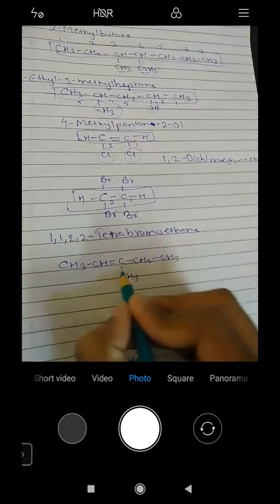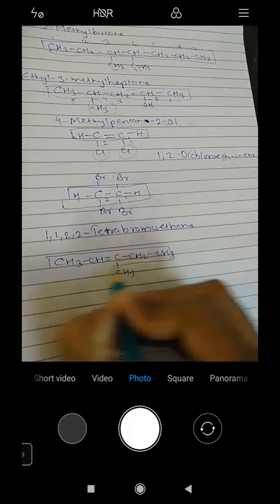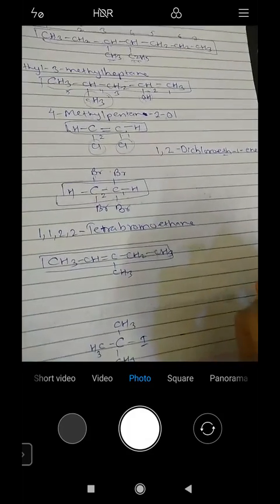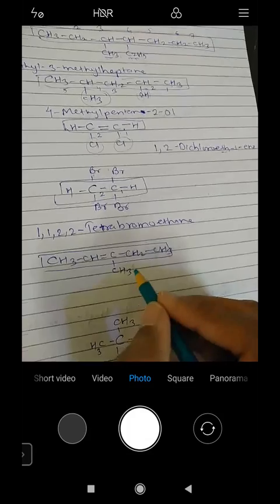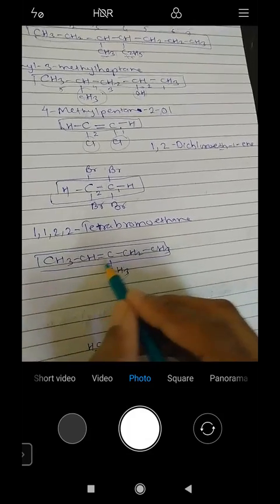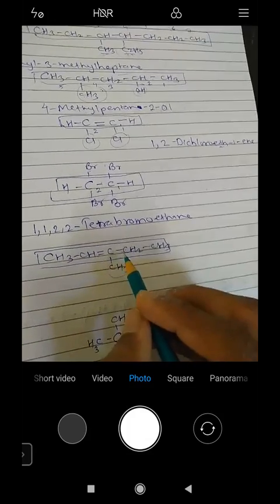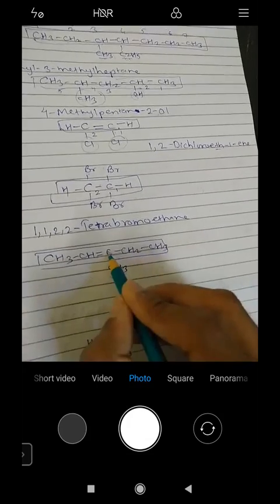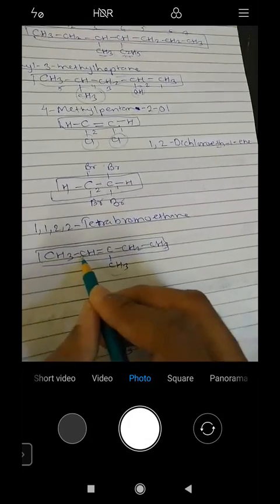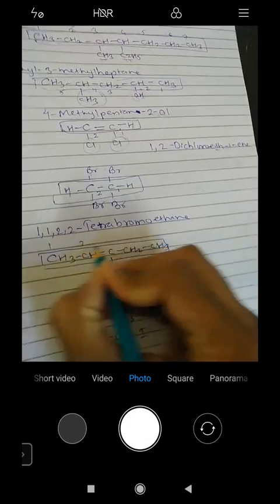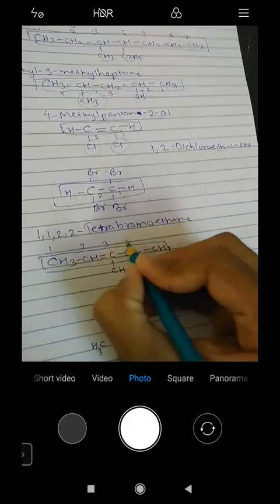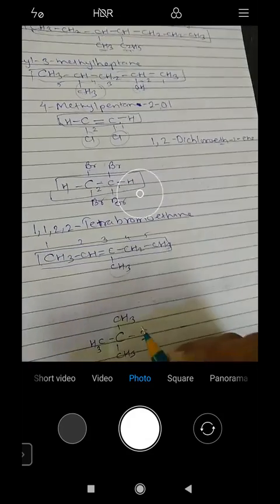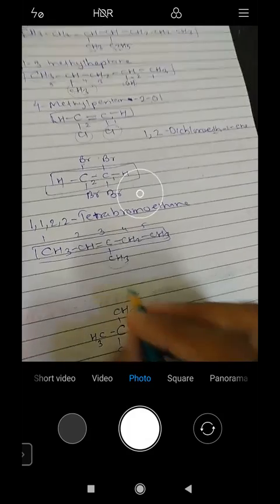Now here let me discuss this. So this is our chain right now. We have to do the numbering. We don't have to focus on this. We have to focus on the double bond, because the double bond is the functional group over here. So from the right side it comes in third position, but from the left side it comes at second position. So I will number it from the left side. So right now this is CH3, CH3 at third position.